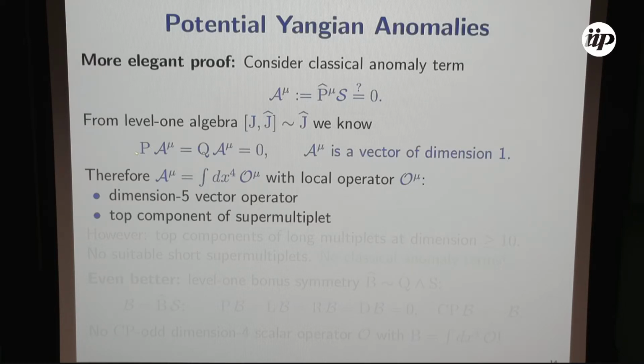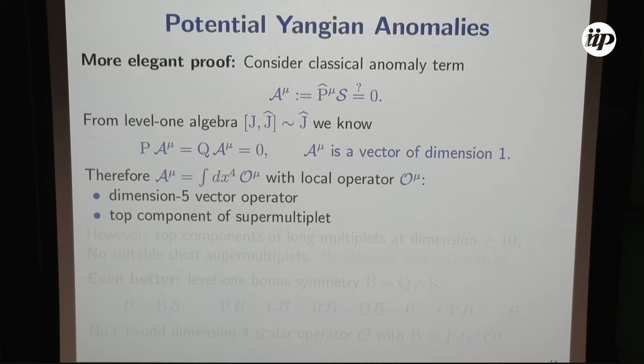So this means that when I act with P on the anomaly or with the supersymmetry on the anomaly, I should get 0, because that follows from the algebra. And that means that this A is a vector of dimension 1. Dimension 1 I didn't show, but it's a vector object. It's translation invariant. So A is also a vector because it carries a vector index, basically. And it's something of dimension 1 because P hat is something of dimension 1 and the action is invariant under level 0. So this is just classifying what this A should be in terms of representations.